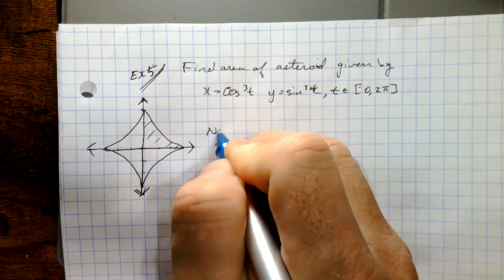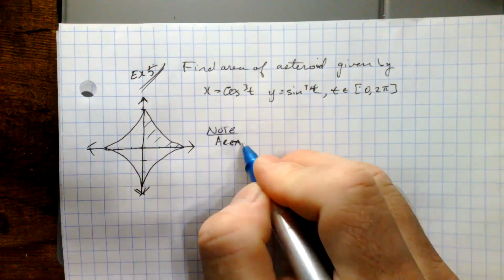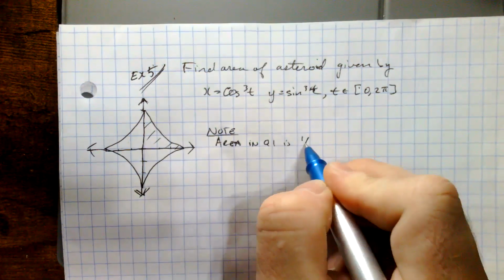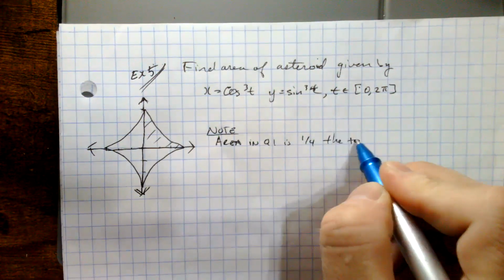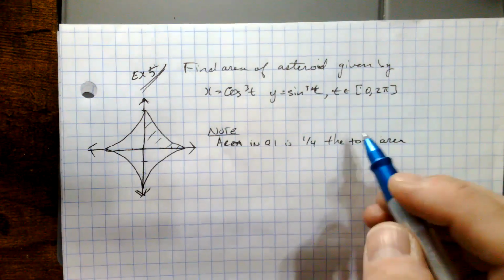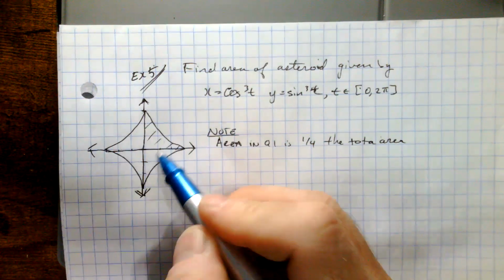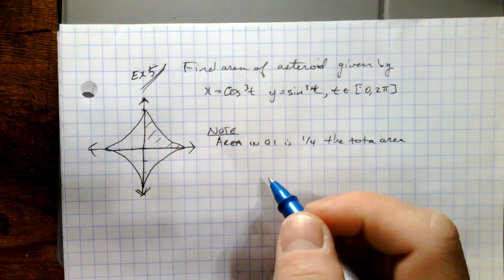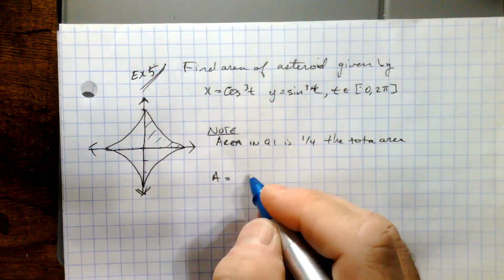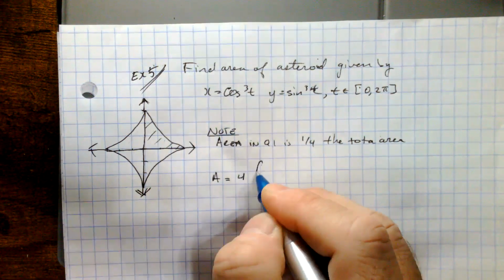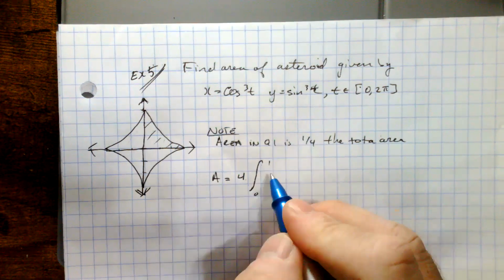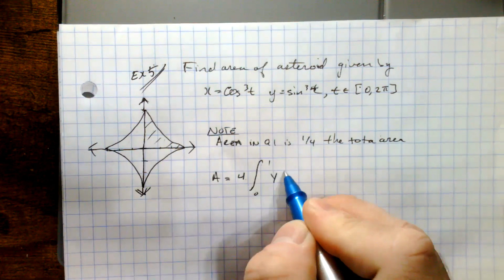So I'm going to say note: the area in quadrant one is 1/4 the total area. Okay, so we're going to utilize the fact that we'll integrate this area and then multiply it by 4 to find the total area. So we're going to start by multiplying the area: this is 4 times the area of quadrant 1. We're going to go from 0 to 1, which is the length here, of y dx.